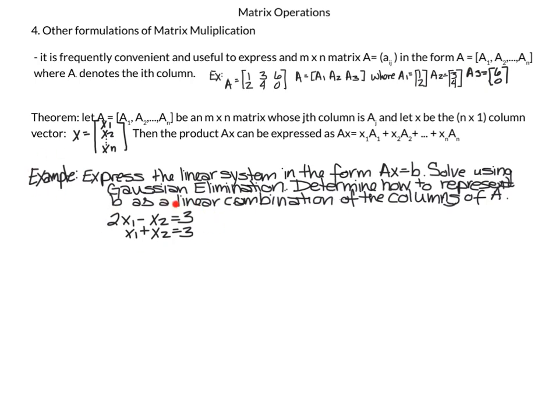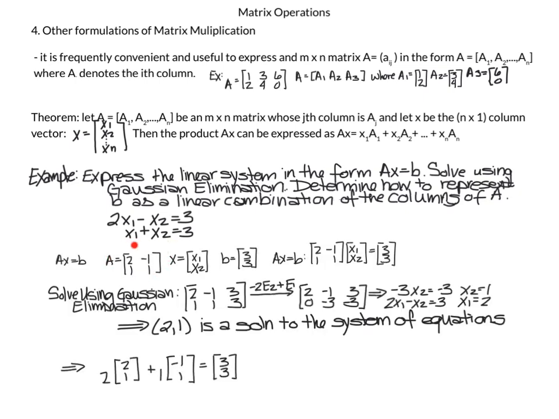Here is another example. Here we have a linear system. We want to express this linear system in the form Ax equals b. We want to solve using Gaussian elimination and determine how to represent b as a linear combination of the columns of A. So this is very similar to what we just did in the last problem.